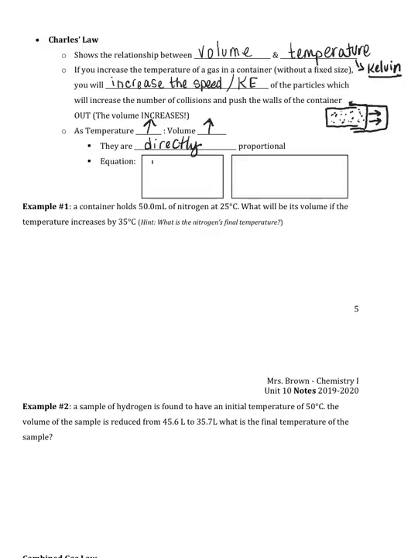The equation is V over T equals K. We have our K as our constant. We will use it in the form of V1 over T1 equals V2 over T2. So let's go ahead and use an example here. A container holds 50 milliliters. So we have a volume at 25 degrees Celsius. What will be its volume?